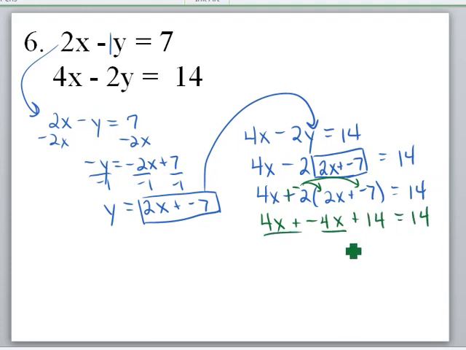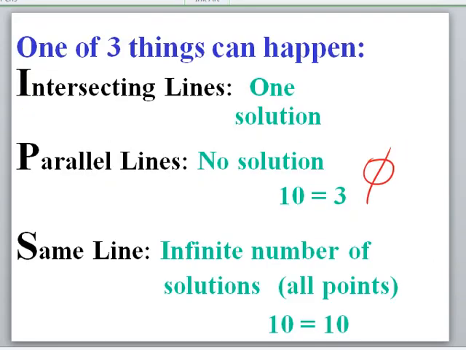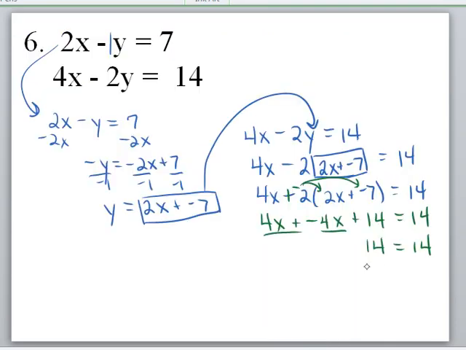So when I combine my like terms here, I get 0. Those cancel out, and I get 14 equals 14. Well, this is one of my special solutions. So if I take you back to one of my prior slides, there were 3 things that could happen. We could have one solution, which we've been getting over and over. We have no solutions if we get an untrue statement, or we can have infinitely many solutions if we get a true statement. So in this answer, right here, I have a true statement. So I know that the answer is infinitely many solutions.